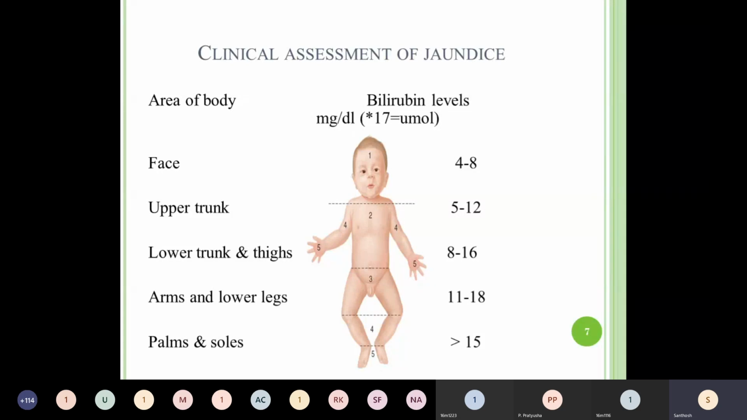So when you assess the babies clinically, jaundice proceeds in the cephalocaudal direction. This is Kramer's rule. When the face is affected, the bilirubin is around 4 to 8. When the upper trunk is involved, it is around 5 to 6. When the lower trunk and the thighs are involved, it is around 8 to 16. When the palms and soles are involved, it usually means the bilirubin is more than 15 to 20 milligrams per deciliter. It is one of the dangerous signs: if the palms and soles are involved, the baby is having some pathological jaundice.